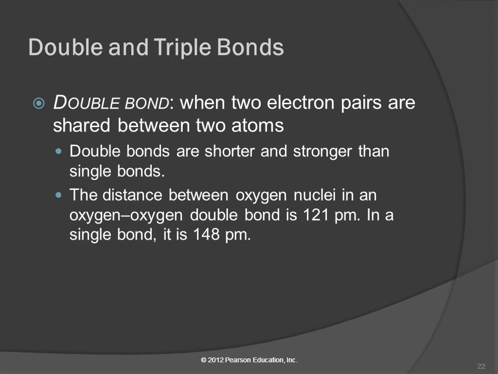The double bonds are shorter and stronger than a single bond. And just as evidence of that, the distance between oxygen nuclei in an oxygen-oxygen double bond is 121 picometers. In a single bond, it's 148. So the distance between these atoms, if they only have a single bond, is longer. And that makes sense. The more you share with someone, the closer you get, right?